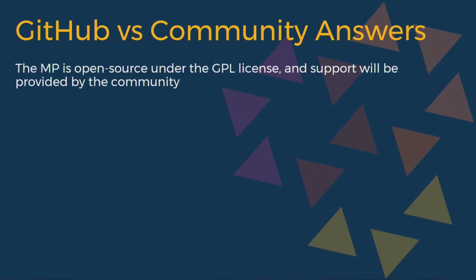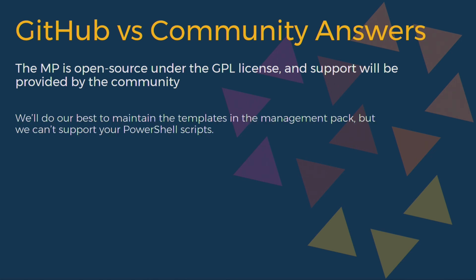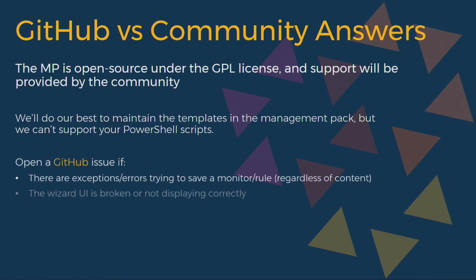Just to expand on that a little bit, I wanted to clarify the difference between the GitHub repo and community answers. So the MP is open source under a GPL license, and sitting there in that GitHub repo, we'll be doing our best to maintain that management pack. Of course, we're very happy for other people to contribute as well. Essentially, we can't support your use of that management pack as well. We can't start getting into detailed PowerShell scripts. So if you encounter a problem, if you essentially identify it as a management pack problem, you're hitting a very unusual error, you can really show that even with the simplest PowerShell script, it's failing, or there's something wrong with the UI. Probably best to go to GitHub there and raise that as an issue.